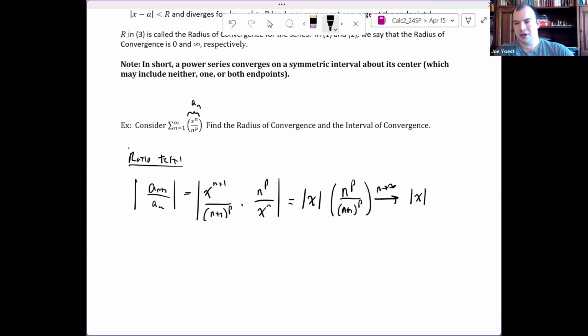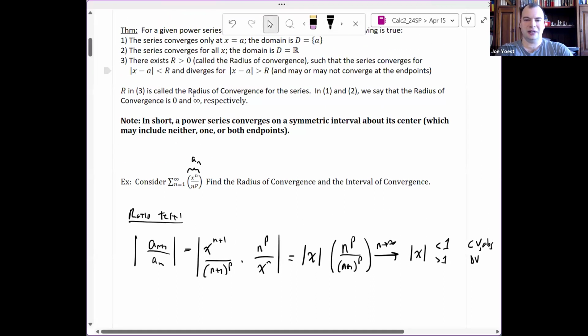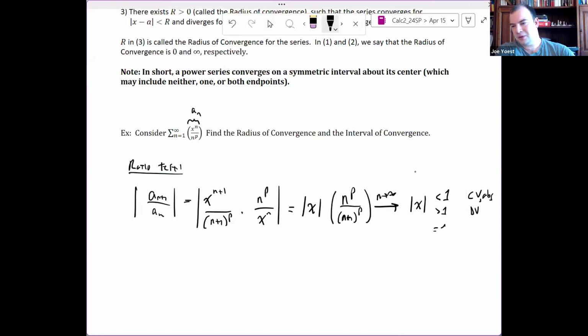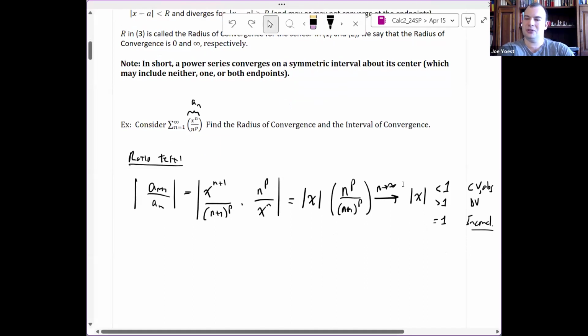And my ratio test says the following. If this is less than 1, I converge, and I actually converge absolutely. If it's bigger than 1, I diverge. So we're starting to see why this nice symmetric interval has to happen. And if it's equal to 1, it's inconclusive. In other words, at the endpoints, the border between convergence and divergence, our ratio test is inconclusive, so we have to use something else to assess the convergence there.